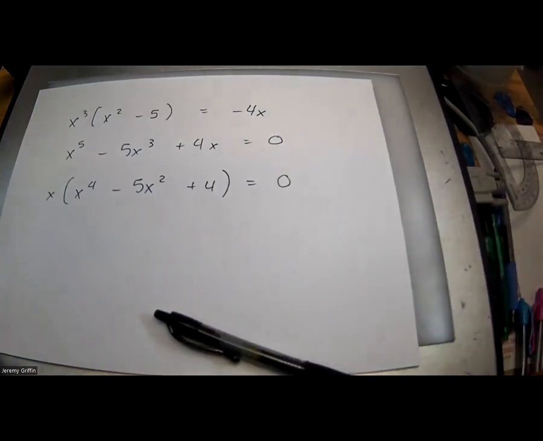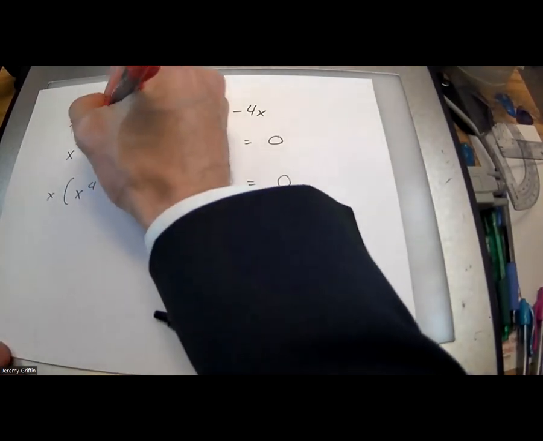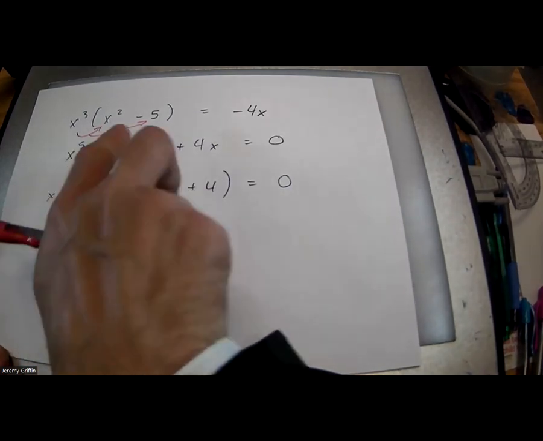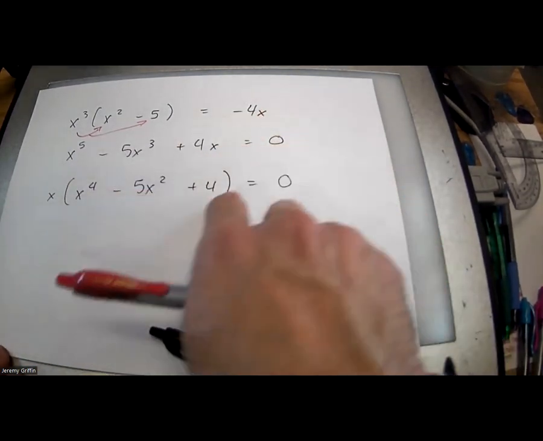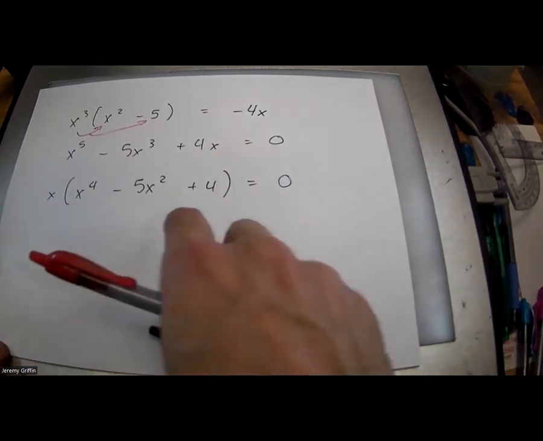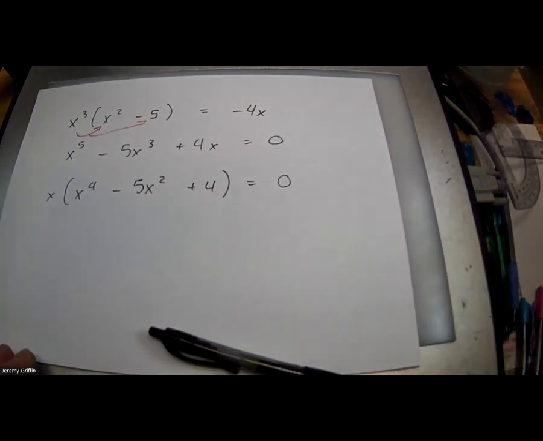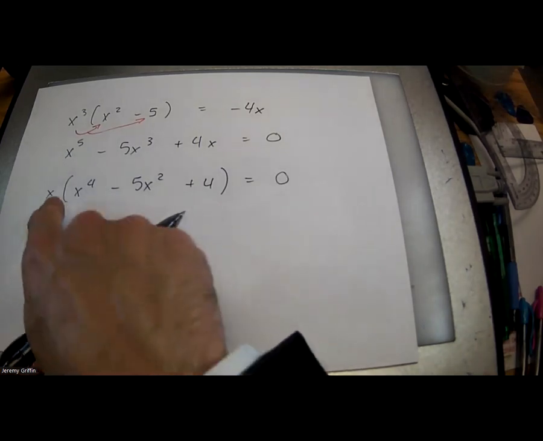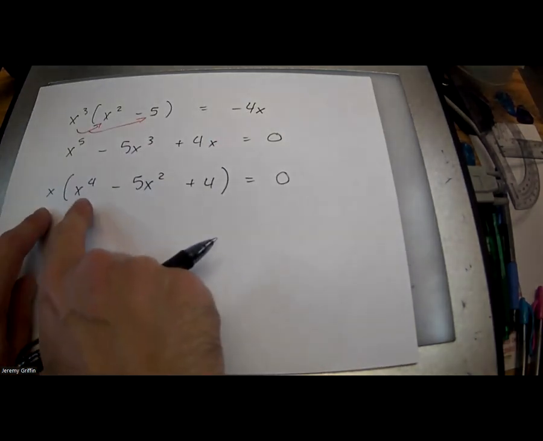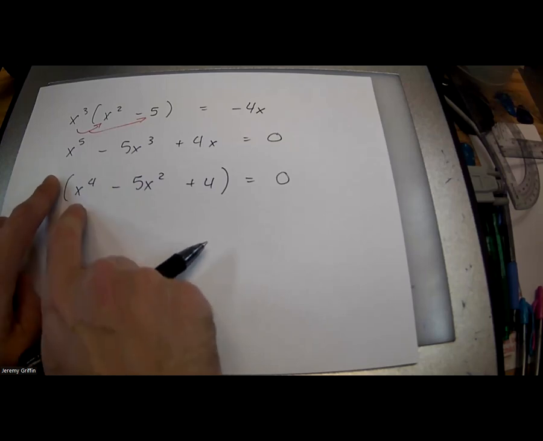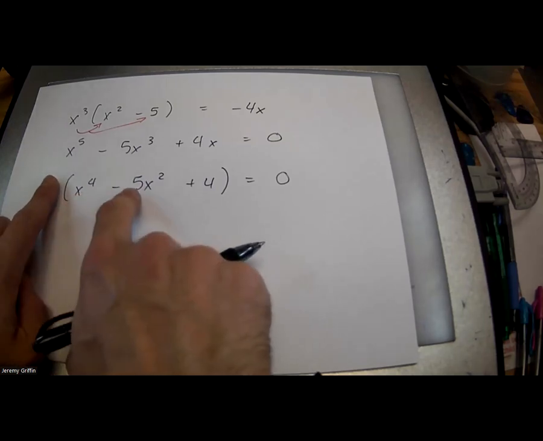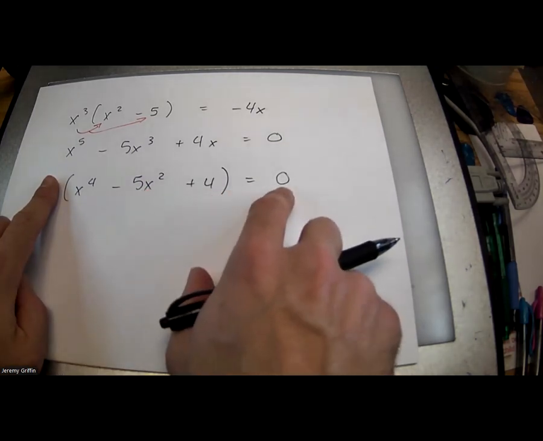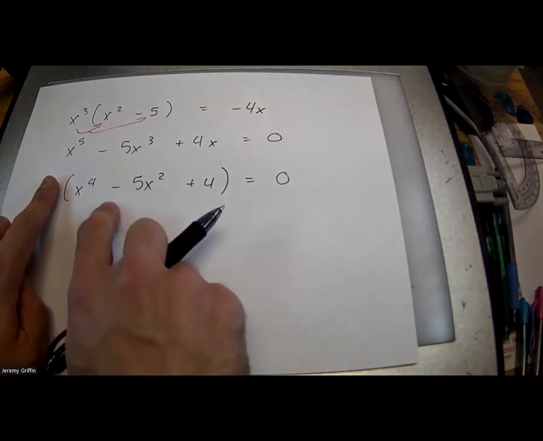I just distributed this and got this, right? And then added the 4x over, right? You could take an x out of each of these. Okay, I don't know if that really helps, but supposedly the answers are 1 or 2. Let's plug in 1, see what happens. So if you plug in 1, okay, so this is just 1, so whatever. 1 to the 4th is 1, minus 5 plus 4. That would be 0, wouldn't it? So 1 works. Right?